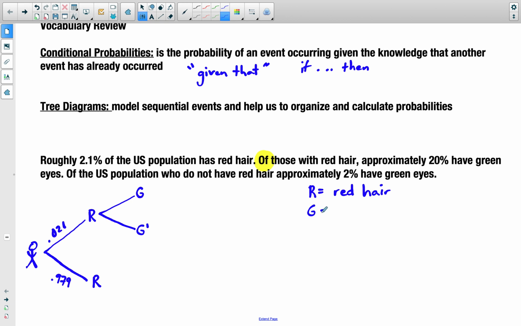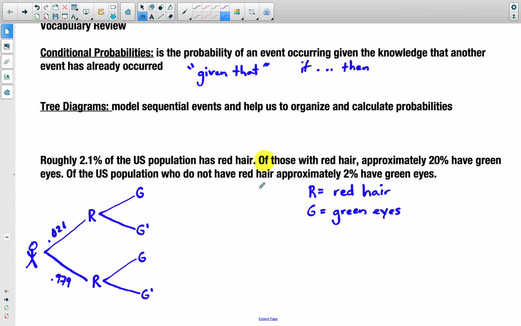Event G is having green eyes. And you'll hear me say G prime. This is the complement, so green, not green. All right, so you could have red hair and have green eyes, or you don't have green eyes.